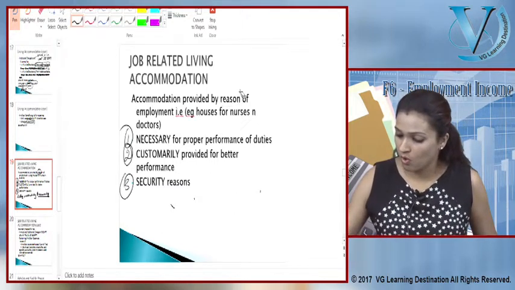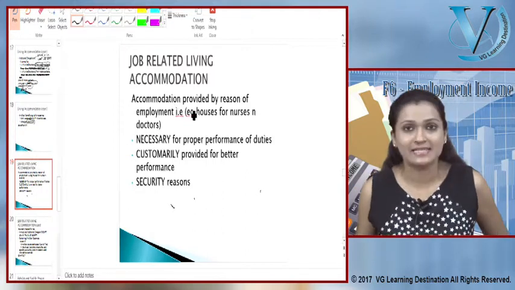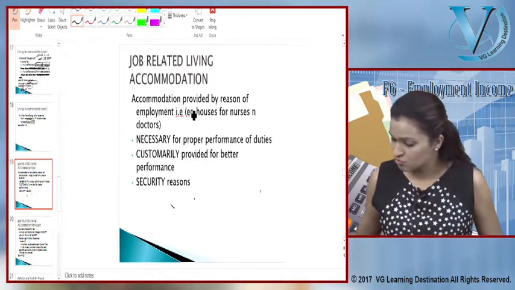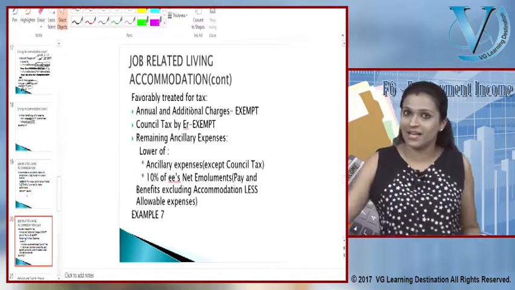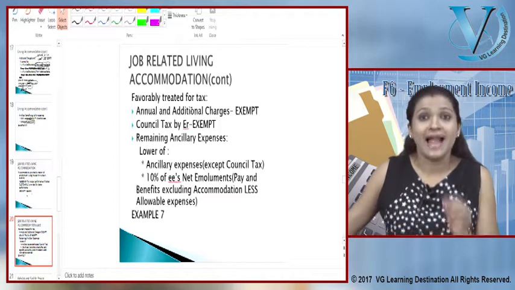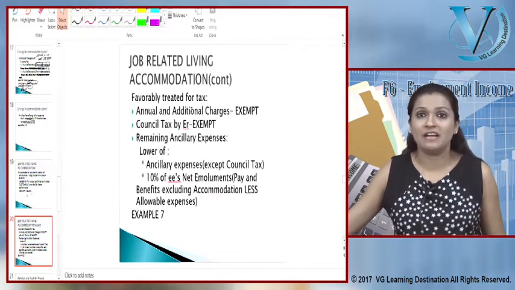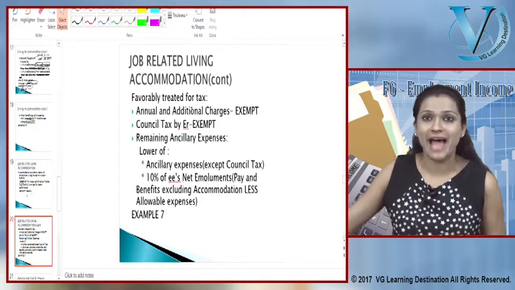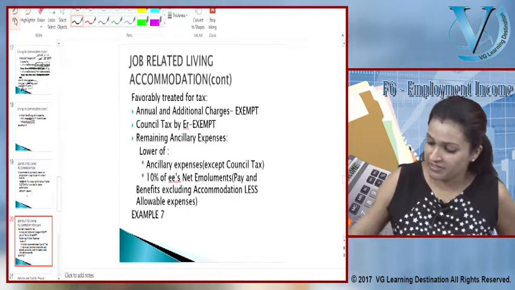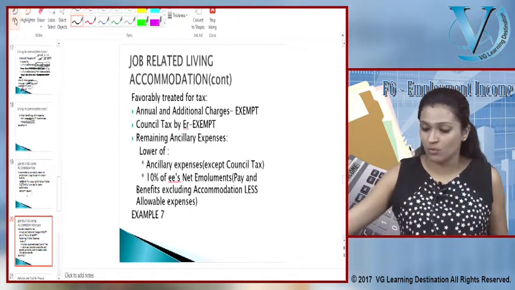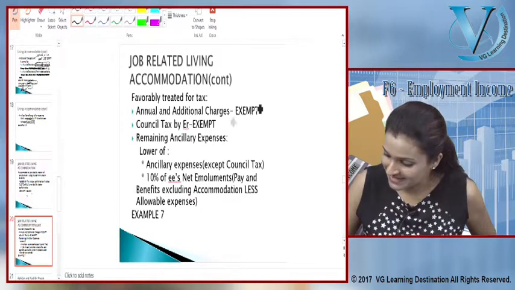Now that we know what makes accommodation job related, let's have a look at the simple rules for it. Because it is not a luxury but a necessity that you need to perform the duties of the job, definitely it is going to get taxed at a favorable rate. So it is favorably treated for tax. Why? Because the annual and the additional charges both become exempt for you.